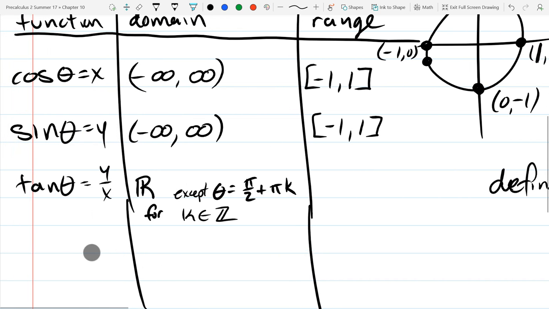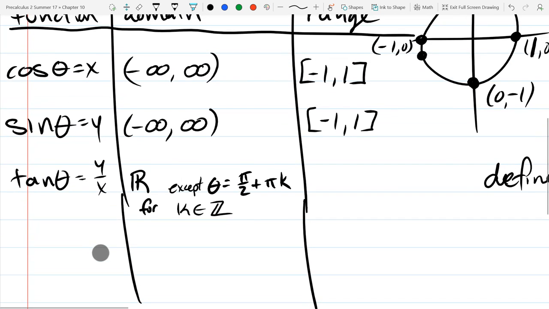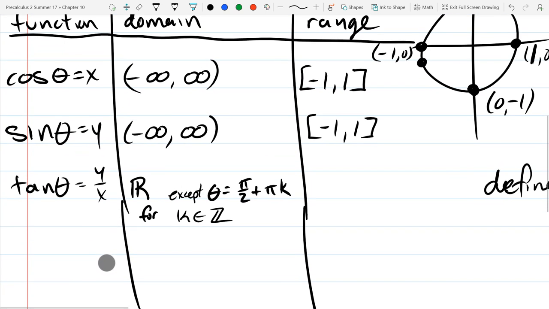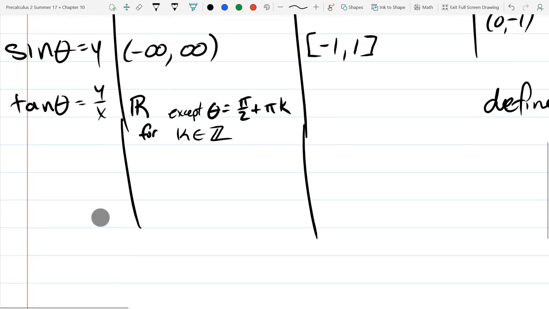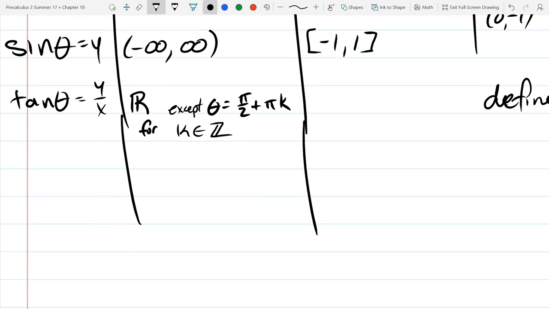Now the range is a bit more tricky on tangents, so I'm not going to worry about the range for now. Worry about that when we graph. Let's go ahead, tangent, secant. Give a little more vertical room here.